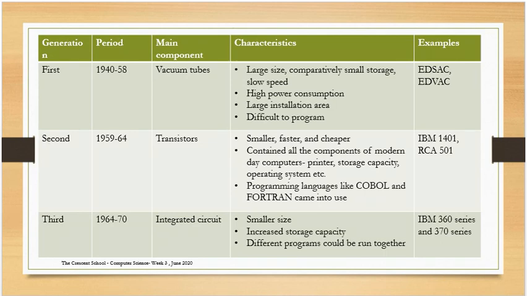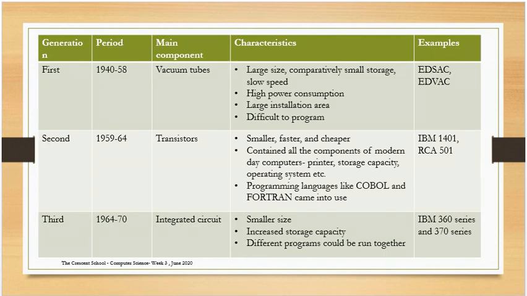Second generation, 1959 to 1964. Main component: transistors. Characteristics: smaller, faster and cheaper. Contained all the components of modern day computers: printer, storage capacity, operating system. Programming languages like COBOL and Fortran came into use. Examples: IBM 1401 and RCA 501.